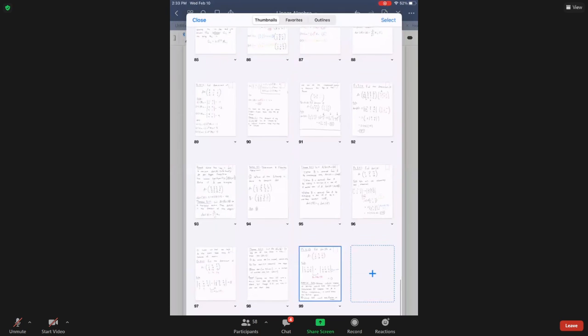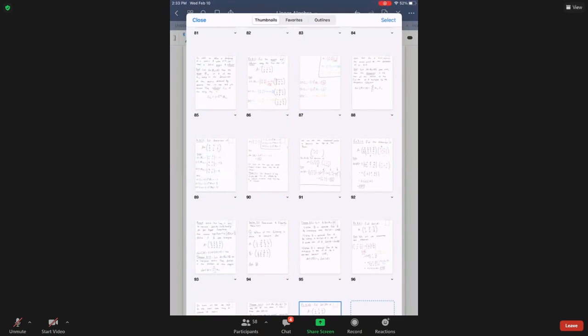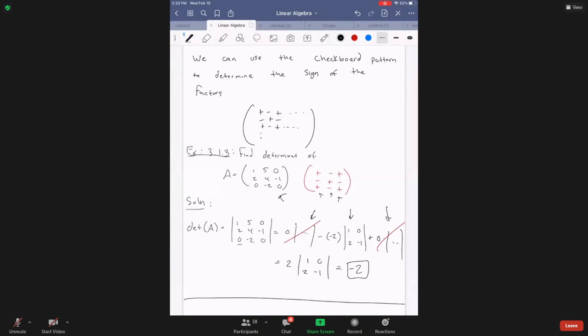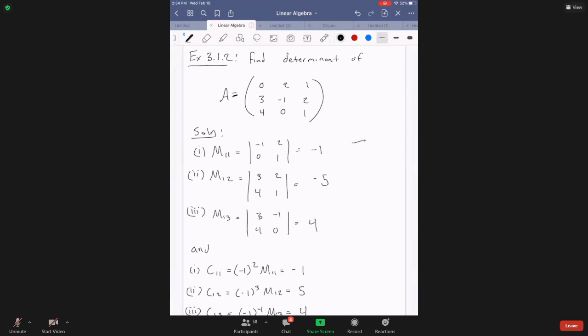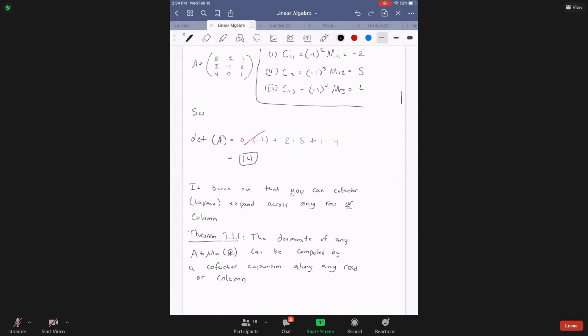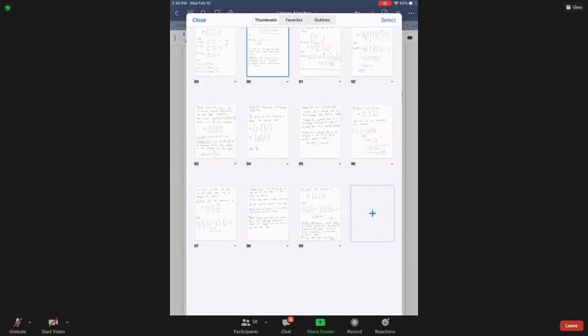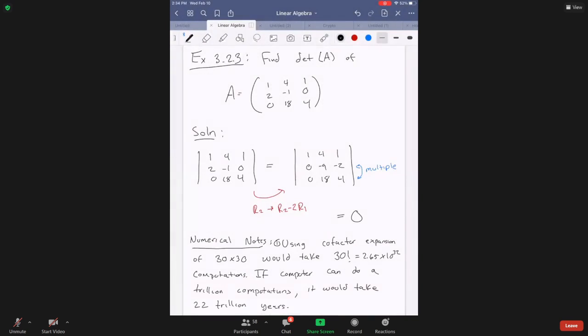Oh man, we already have 99 pages. Okay, is this one, right? Is this the one where we take all these little pieces, when you try to find these M11s, M12s, and then C11s, and then add them all up? That's the cofactor one. What's the next thing? Yeah, so let's do one more example.